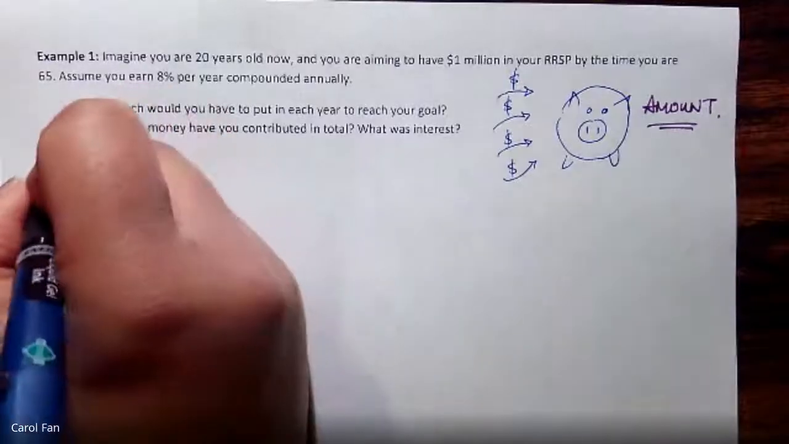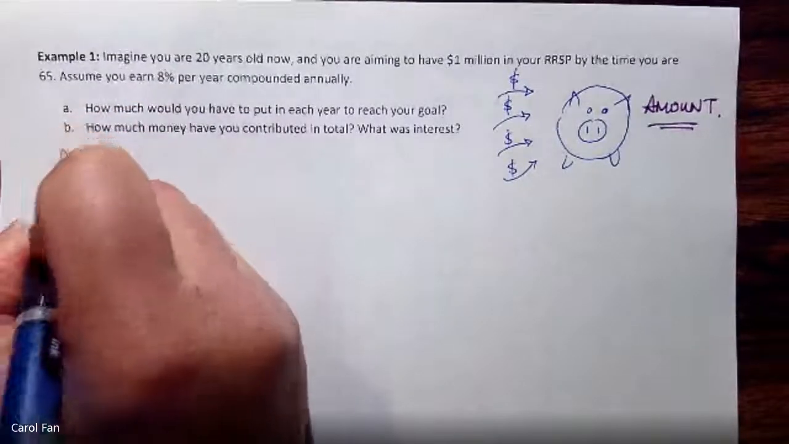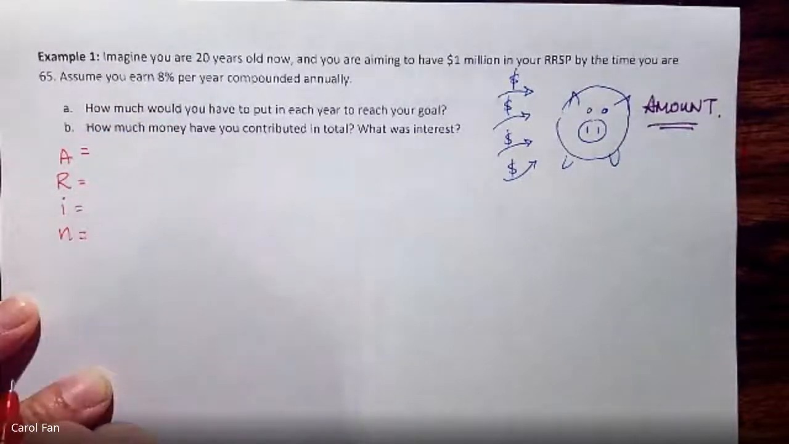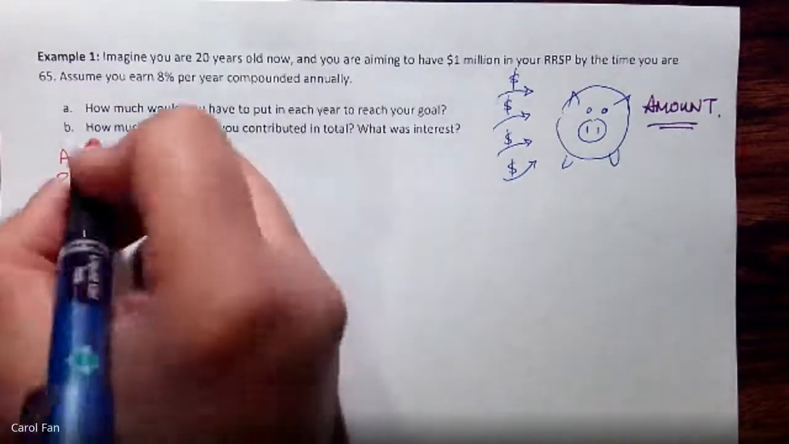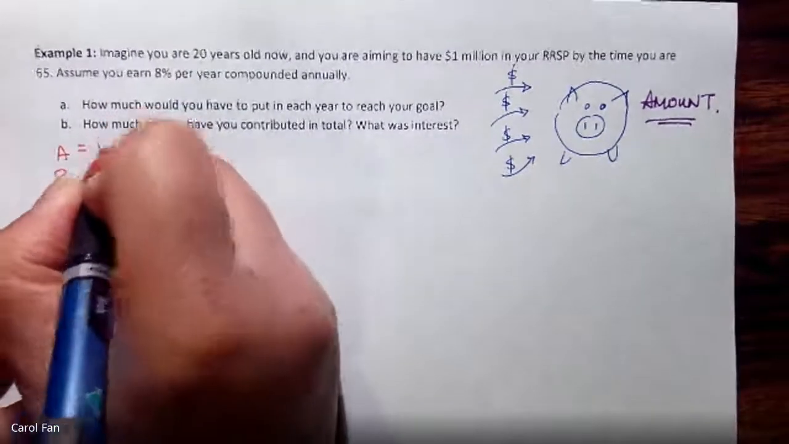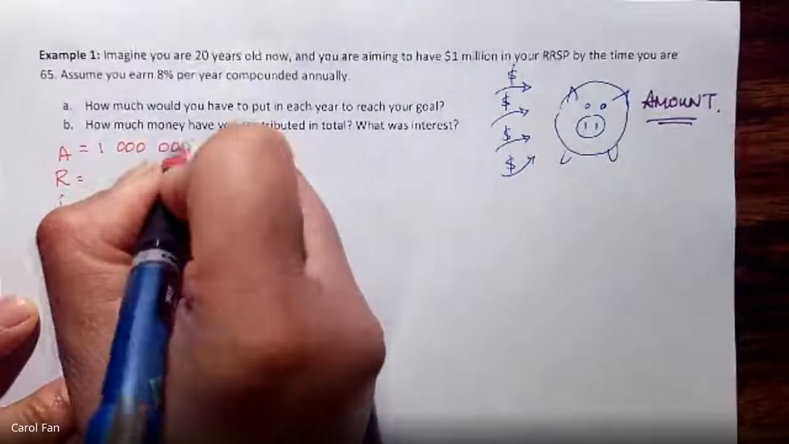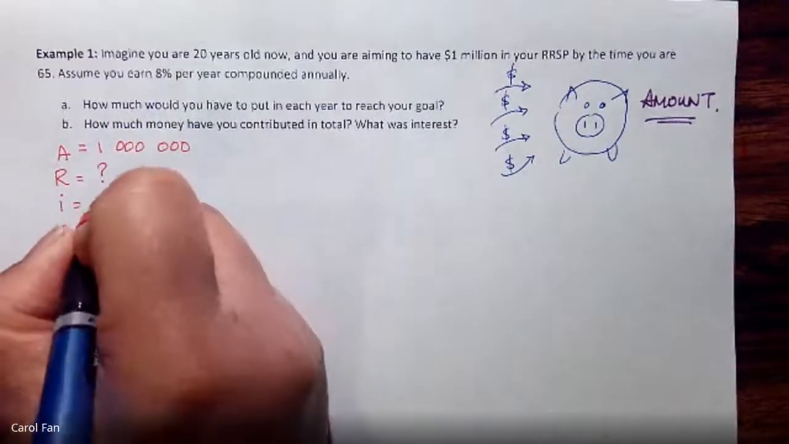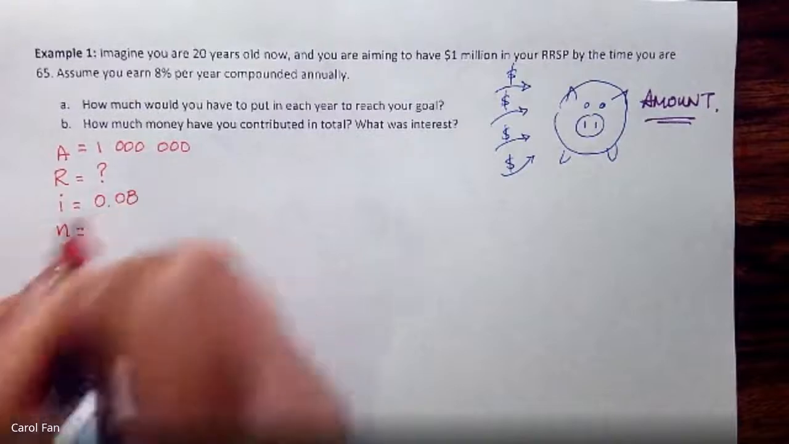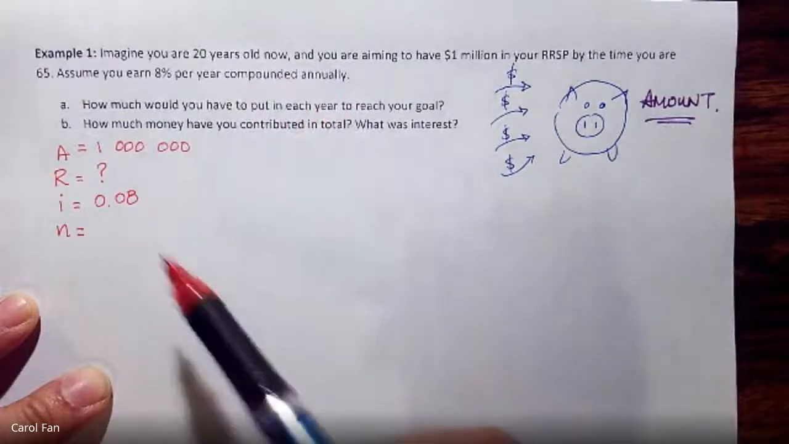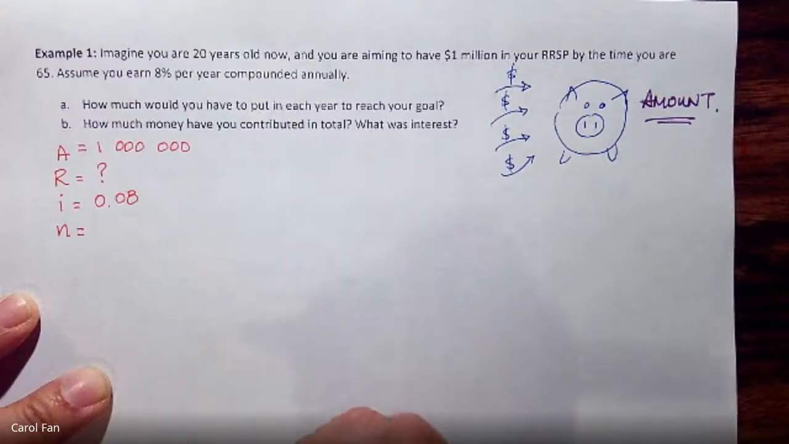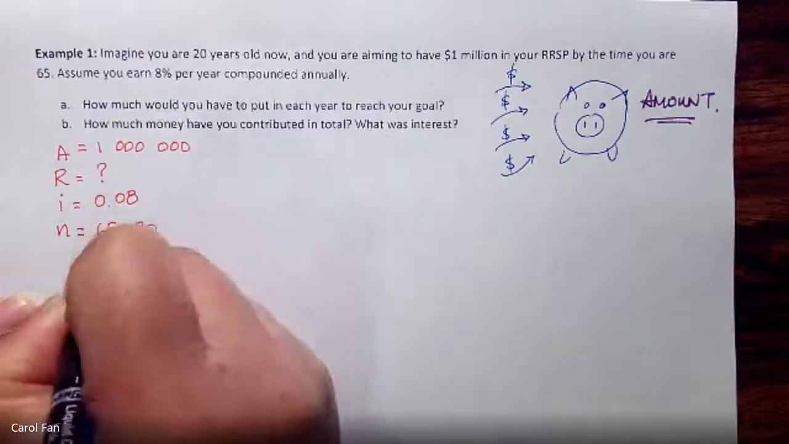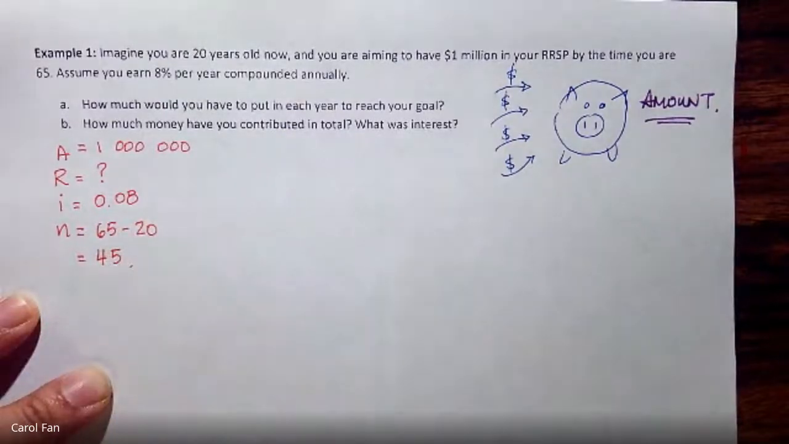So in amount, we have our A, R, I, N. We know that the final amount we want to have is 1 million. 1 million has 6 zeros. R is what we're looking for. Interest, 0.08. And it's divided by 1 because it's compounded annually, so it stays the same. And the number of years, so 65 minus 20, that gives us 45 years.